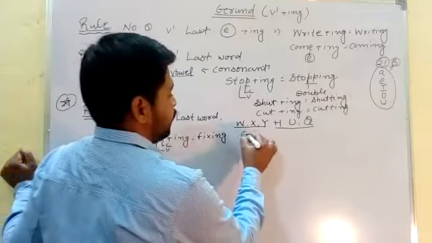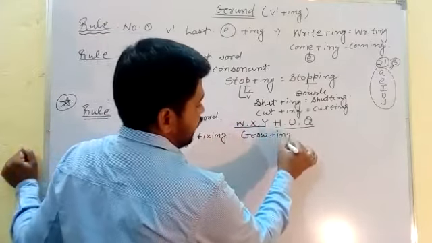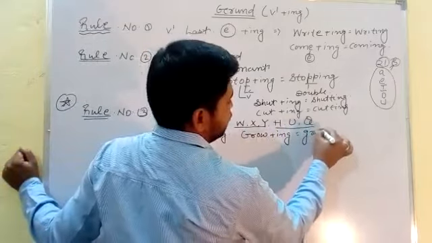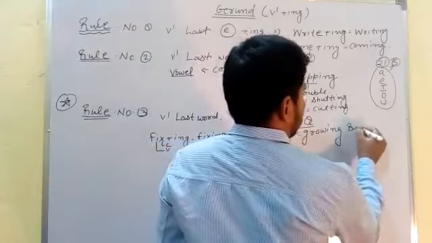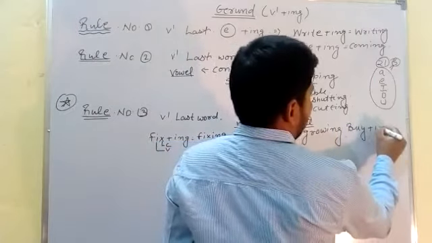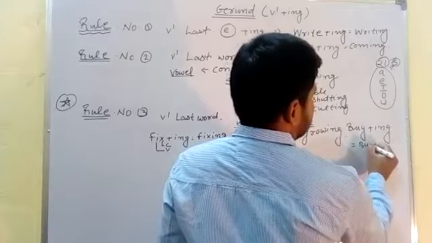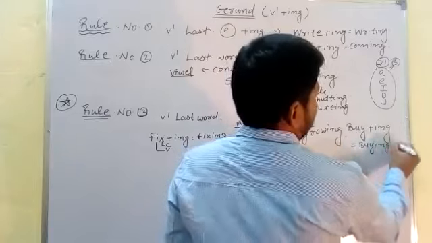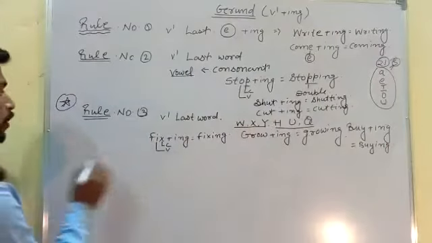Any other example you can find? Grow plus ing. And what is the spelling? Growing. With any first form of the verb ending in one of these 6 letters, we can't double the consonant. We include only ing. It is a very important rule.